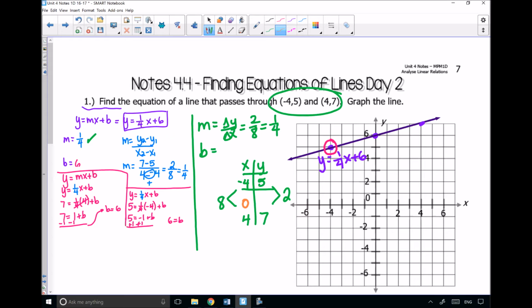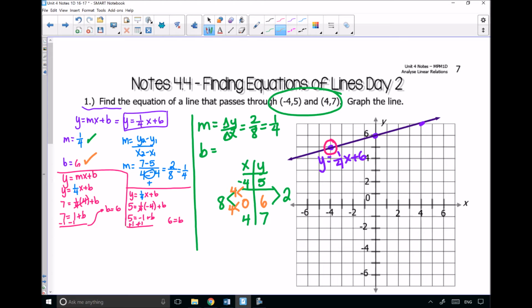And if I notice right here, this goes up by 4, this goes up by 4. So this is halfway in between. So what's halfway in between 5 and 7? It's 6. Therefore, my y-intercept is 6.